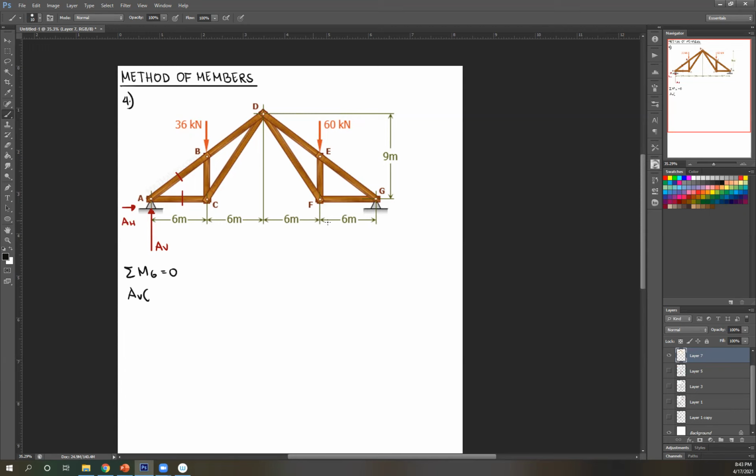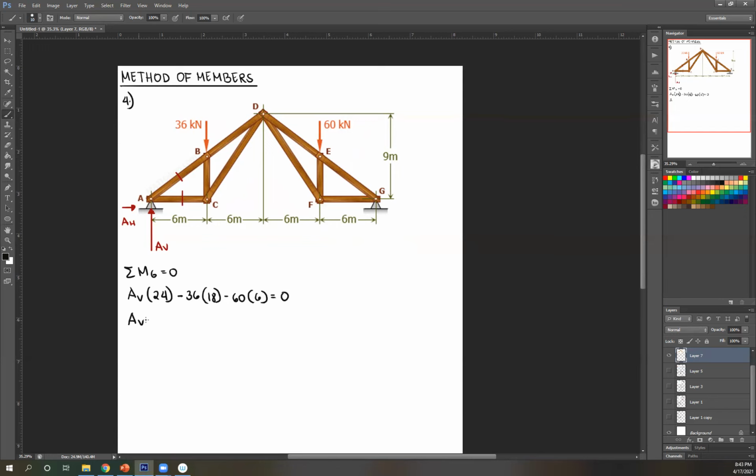Perpendicular distance is 6, 12, 18, 24, times 24. What else? You got your 36. Rotated about G, that's counterclockwise, so negative 36. Perpendicular distance is 6, 12, 18. And then you have your 60 rotated about G, again counterclockwise. So negative 60, perpendicular distance is 6, equals 0.